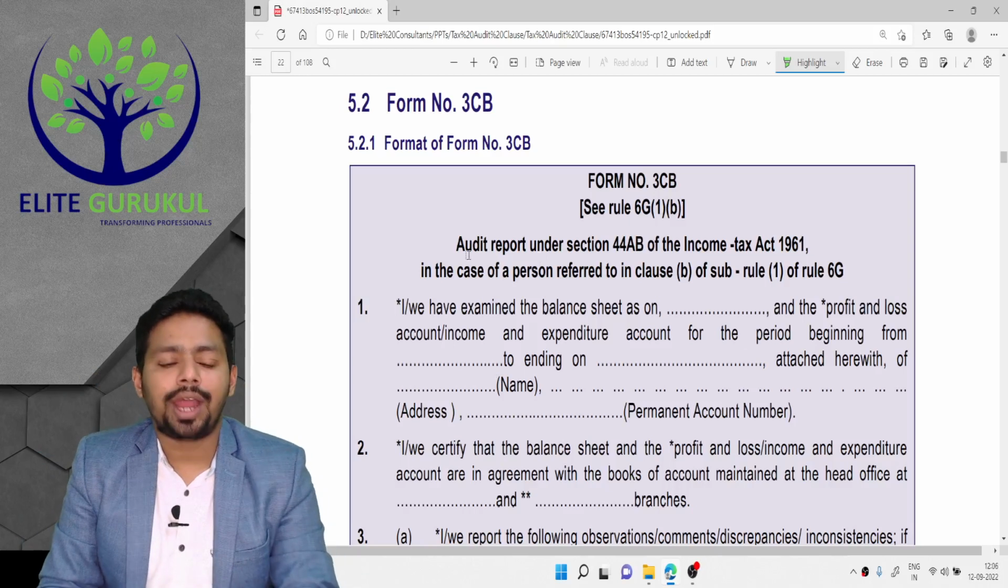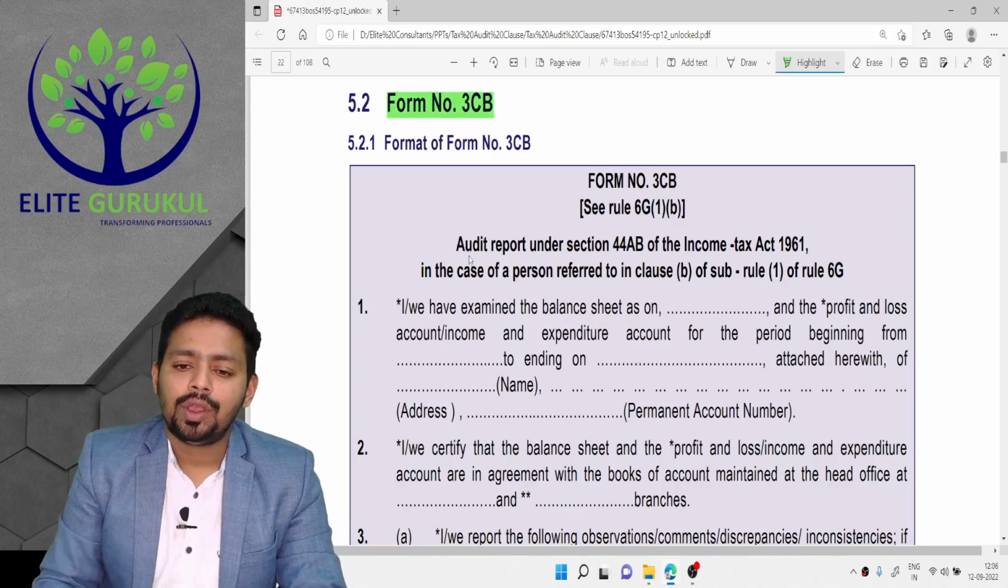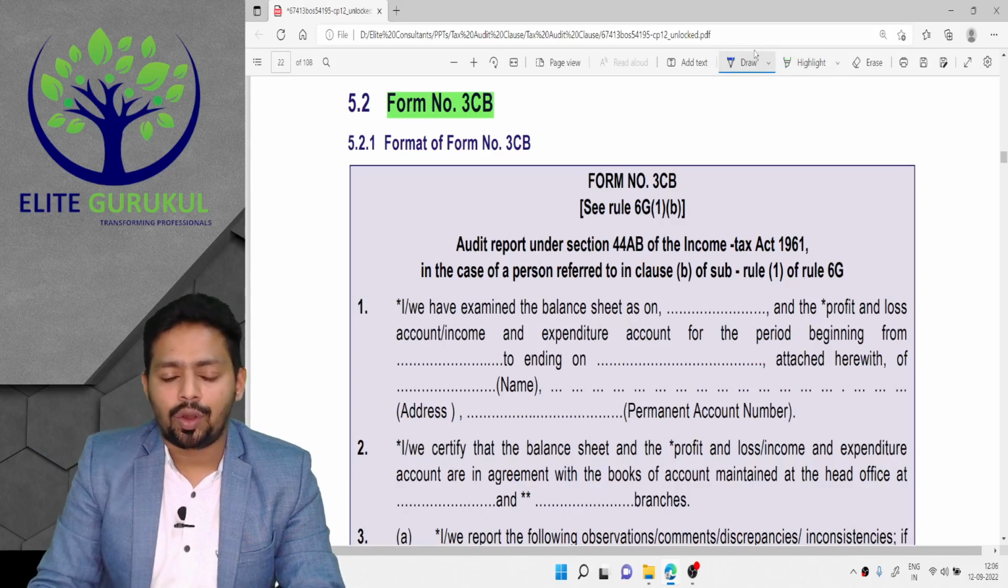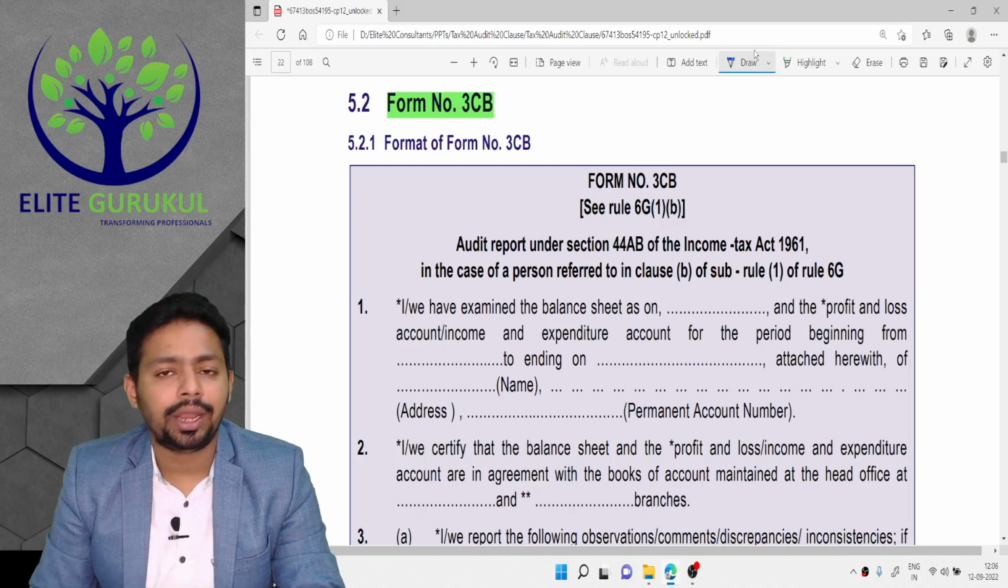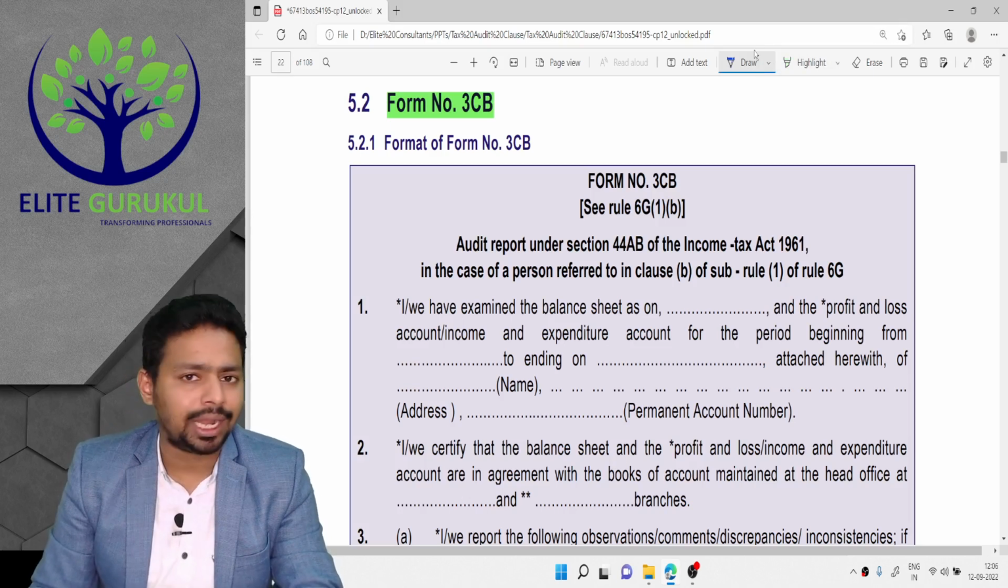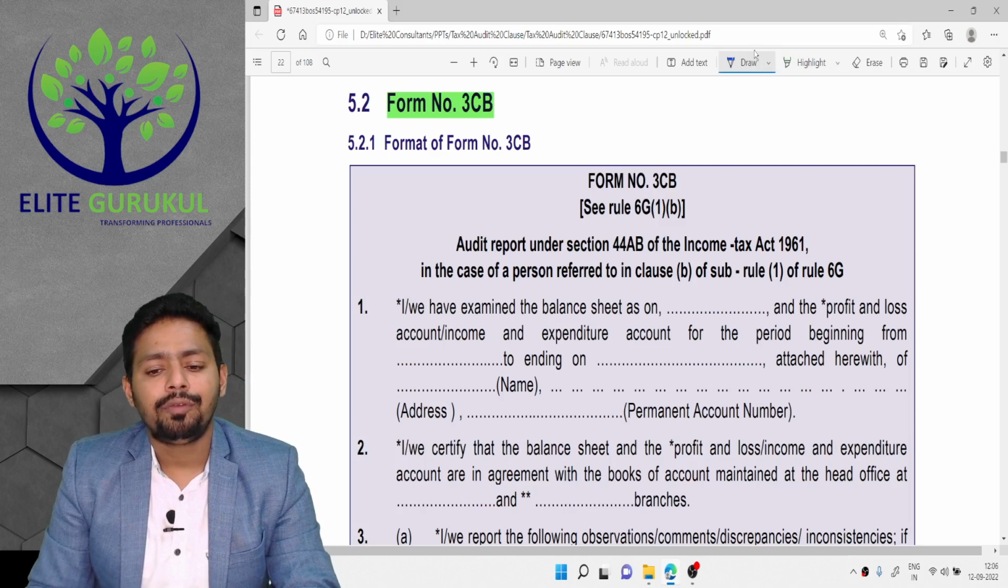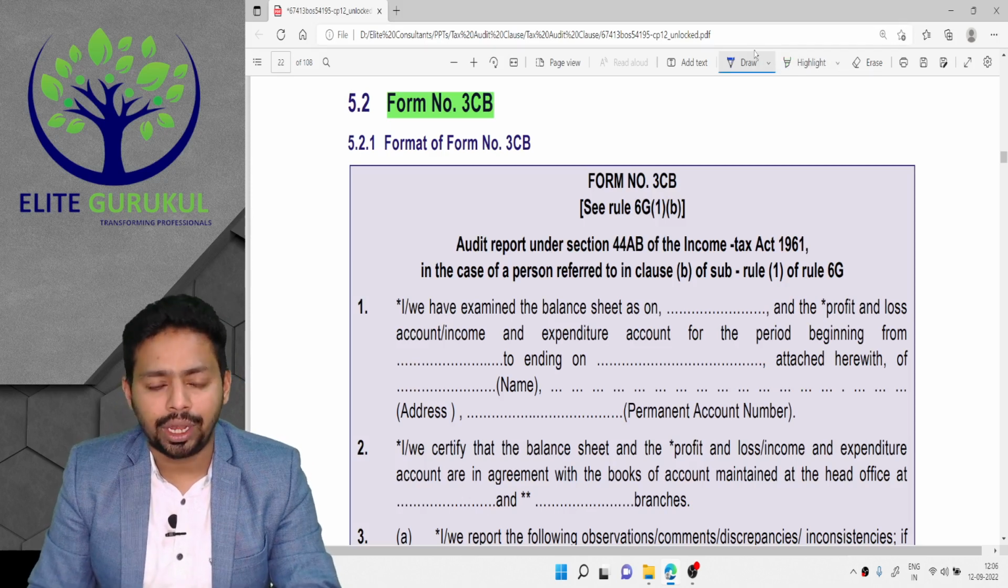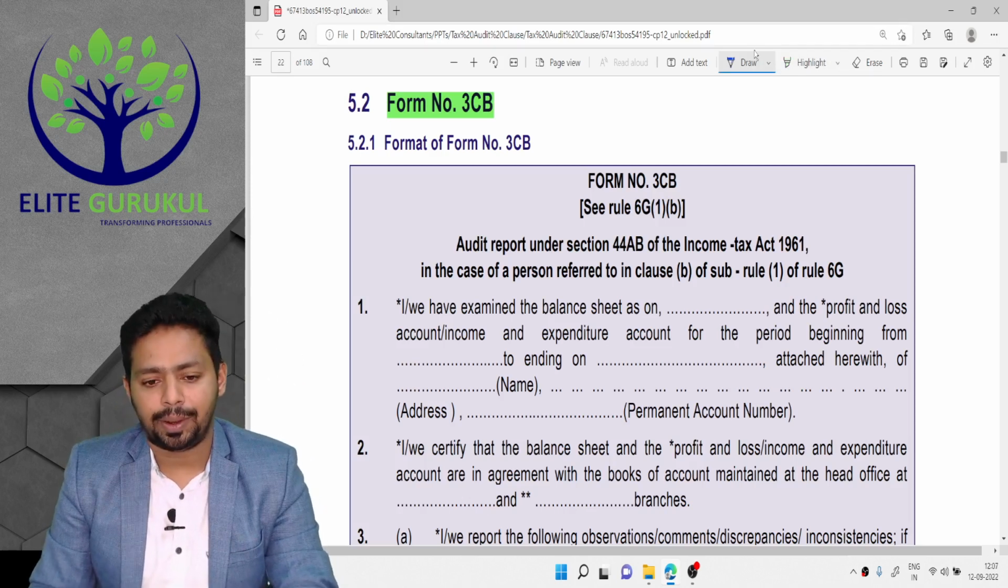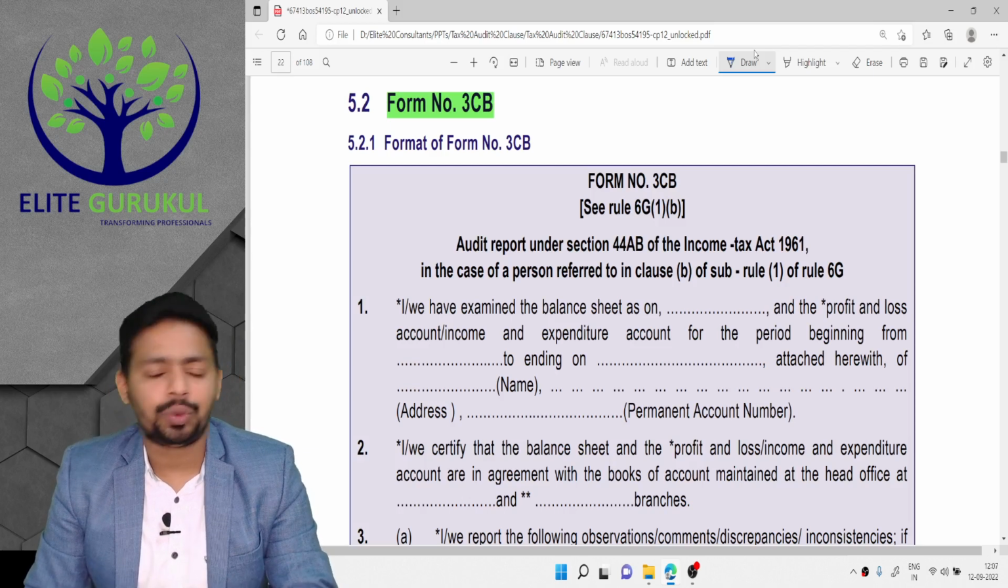Next discussion we are having on Form 3CB. Sir, when is Form 3CB required? Obviously when your audit is not done under any other act, in that case Form 3CB is required. Sir, what if I have done the voluntary audit? Then also Form 3CB is applicable.